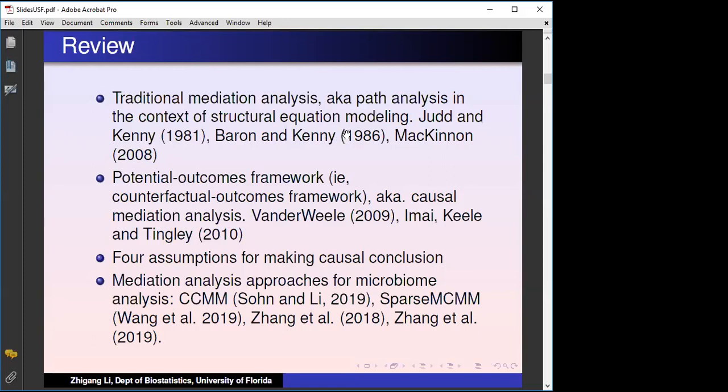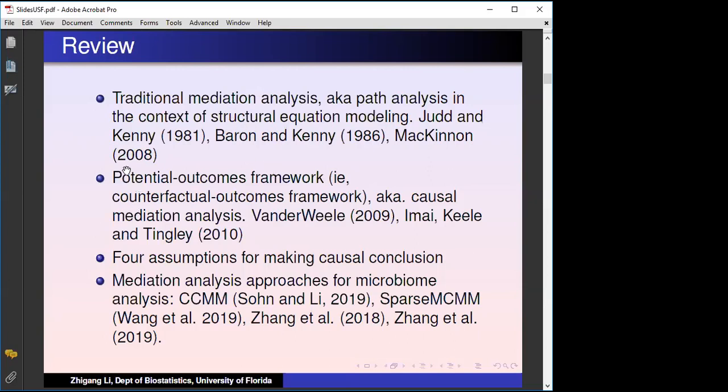Sometimes this mediation analysis is also called path analysis in the context of structural equation modeling, because structural equation modeling deals with all kinds of indirect effects involving latent variables. If there are no latent variables in the structural equation modeling, then it becomes essentially estimating the indirect effects. So that's called path analysis. It's also a mediation analysis.